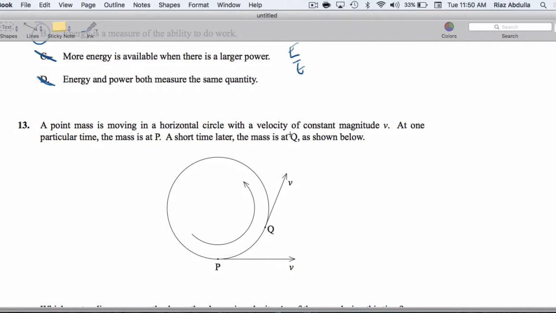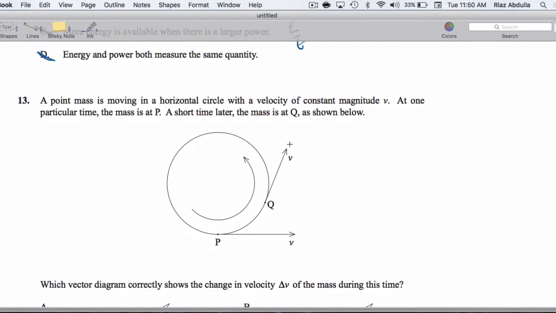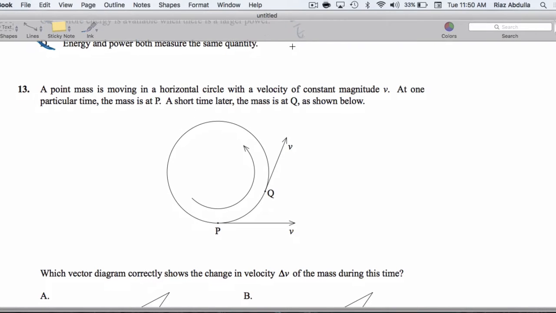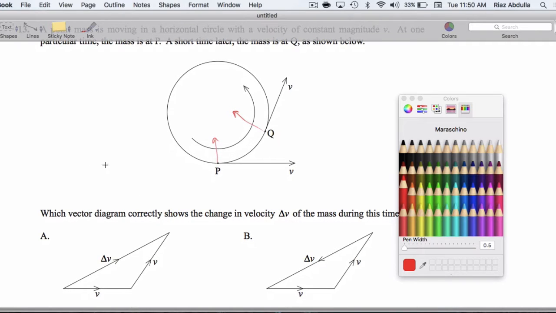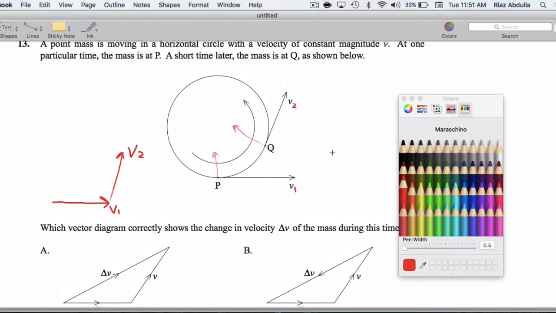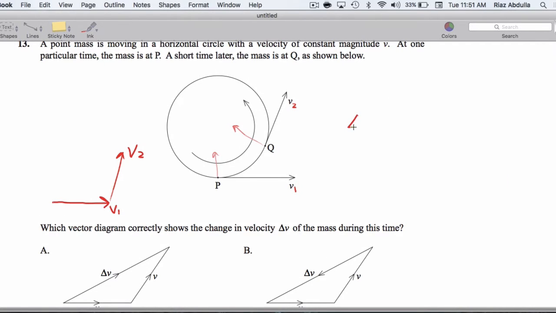All right, we have a mass moving in a horizontal circle with velocity v. There's P, there's Q. One thing I want to draw right away is the forces here and there. And the other thing I want to do is call these v1 and v2. So this is v1 and v2, pointing like this, just to connect them. And then we want to know the change in v. Well, let's be clear: delta v equals v2 minus v1.